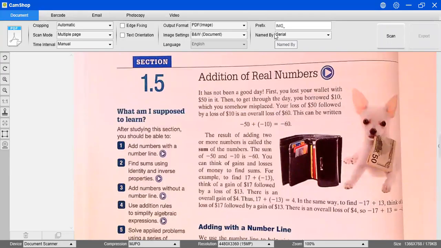We're going to start section 1.5. It's about addition of real numbers. In the next section, we're going to cover subtraction. And then in section 1.7, we're going to cover addition and multiplication of real numbers.